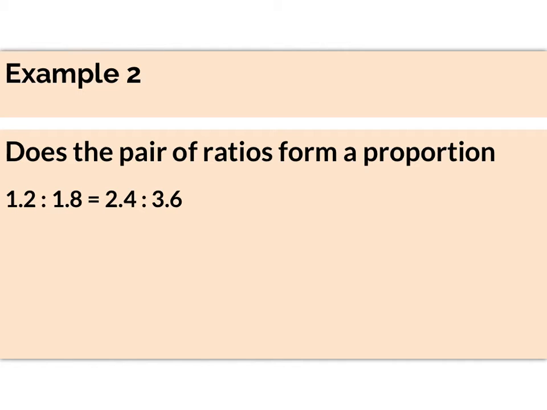Okay, looking at example 2, and this is our first time dealing with decimals. So I'm going to show you the second way to deal with proportions. So let's set this up as a fraction. 1.2 divided by 1.8, and I know you should never have decimals in a fraction, equal to 2.4 over 3.6. Now what you could do here is just take 1.2 and divide it by 1.8.